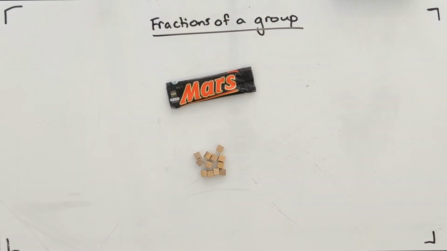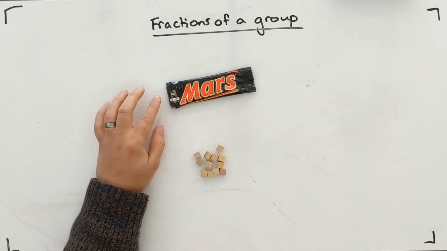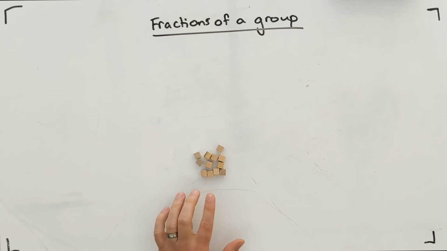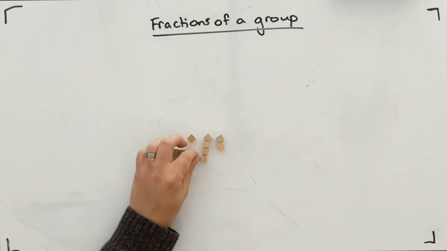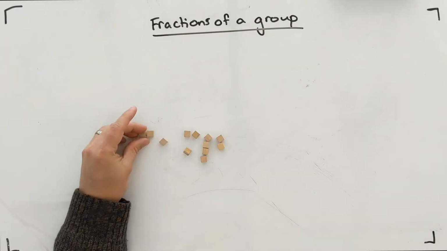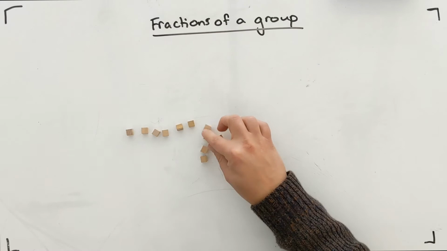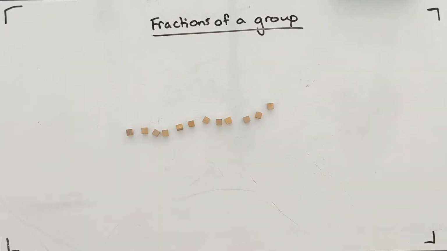Hey mathematicians, let's talk about fractions of a group. Sometimes we are finding equal parts, fractions of a whole object, like the Mars bar, but sometimes it's not a whole object. Sometimes it's a collection, a group of things. In this instance, we've got these little centicubes. I have got 1, 2, 3, 4, 5, 6, 7, 8, 9, 10, 11, 12 centicubes. And we're going to find some fractions of that group.